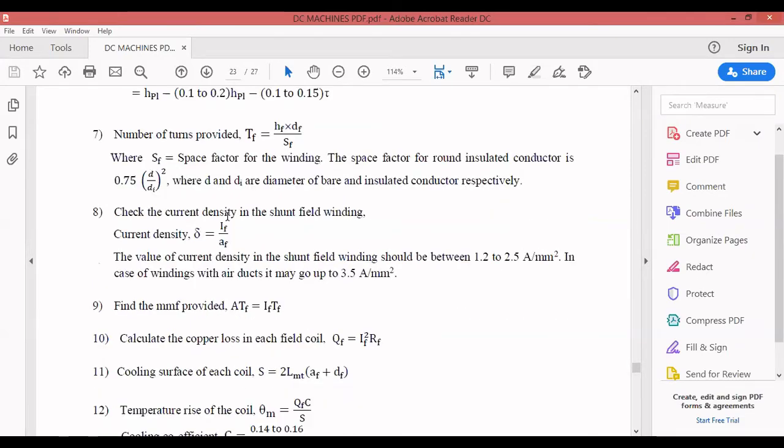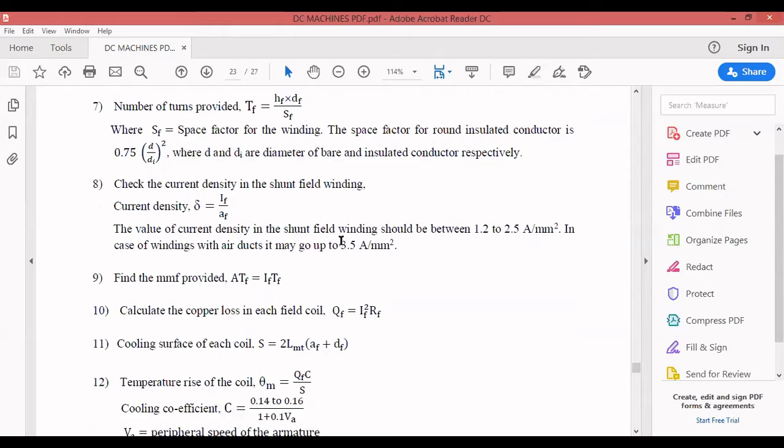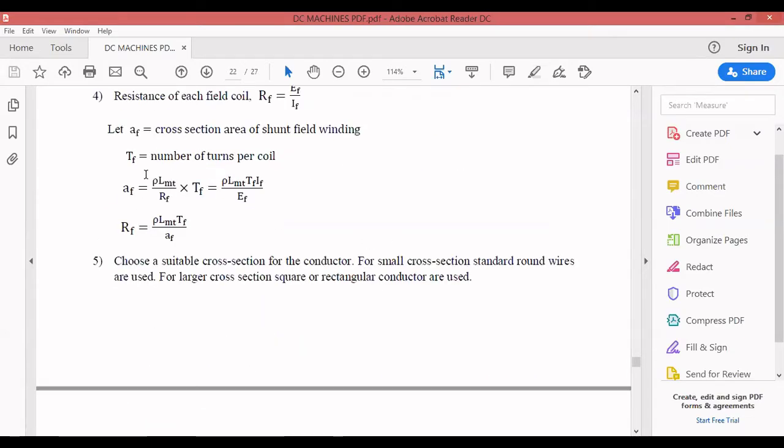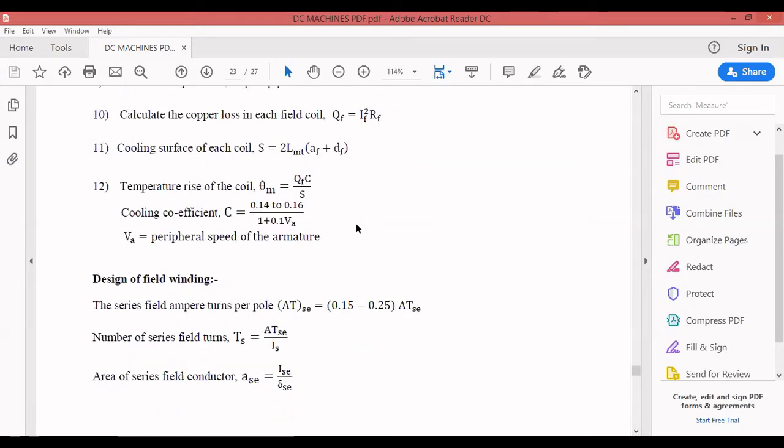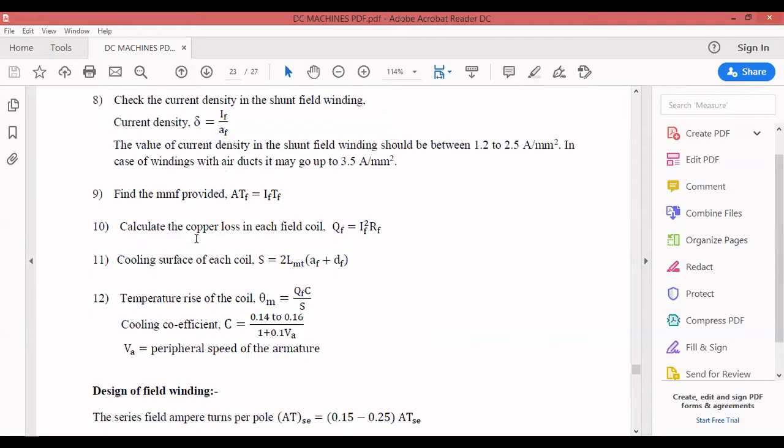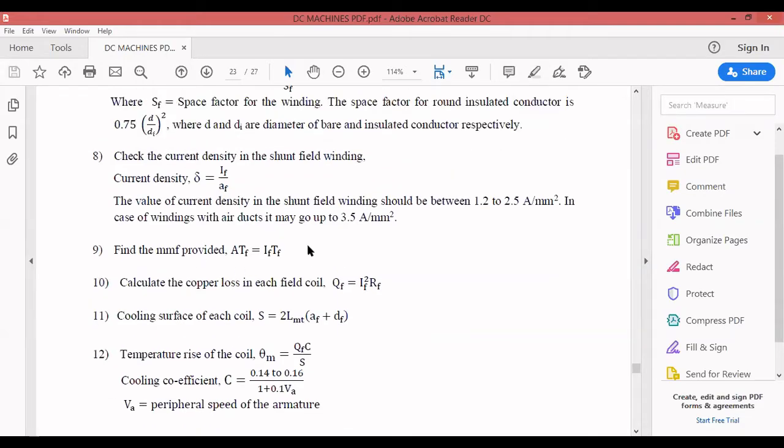And I check for current density in the shunt field winding. Current density is nothing but current by area, IF by AF. The value of AF you can calculate with this formula. And then next, calculate the copper loss in each field winding. Copper loss. Okay.